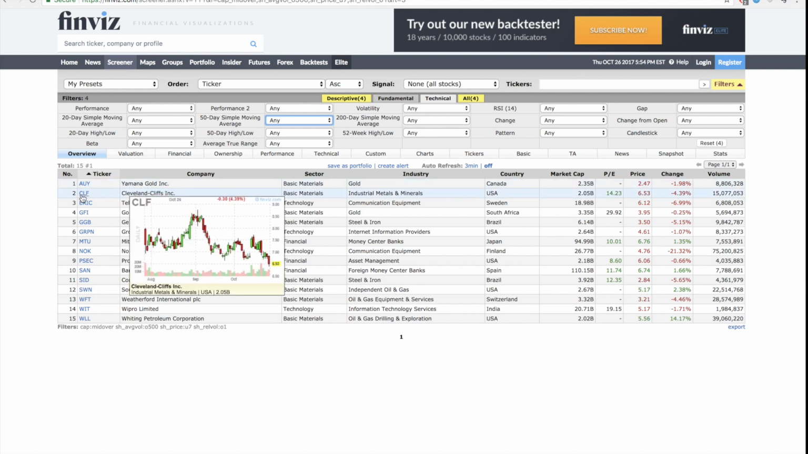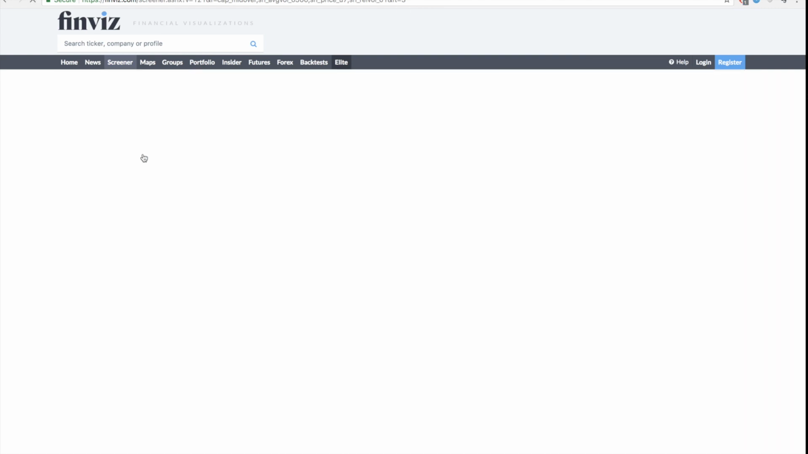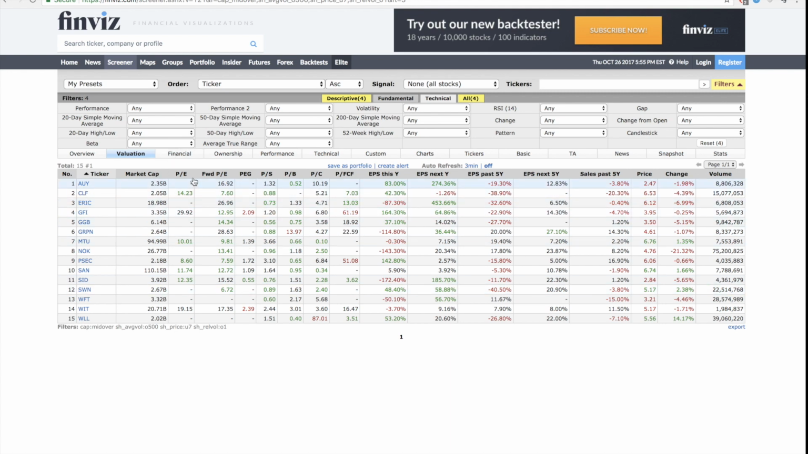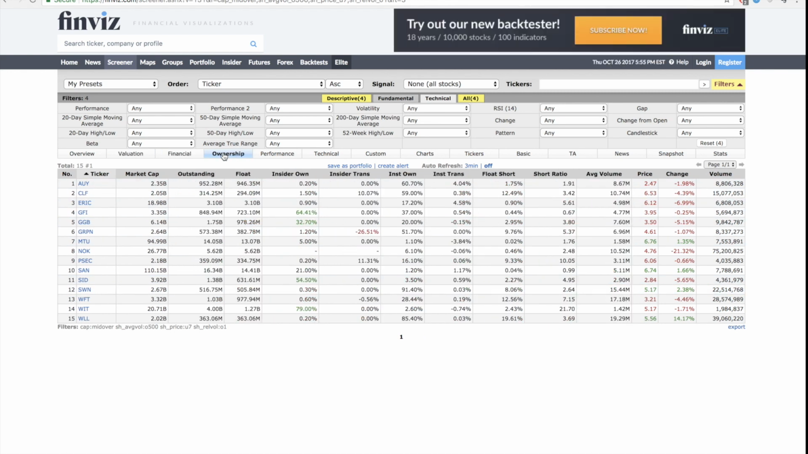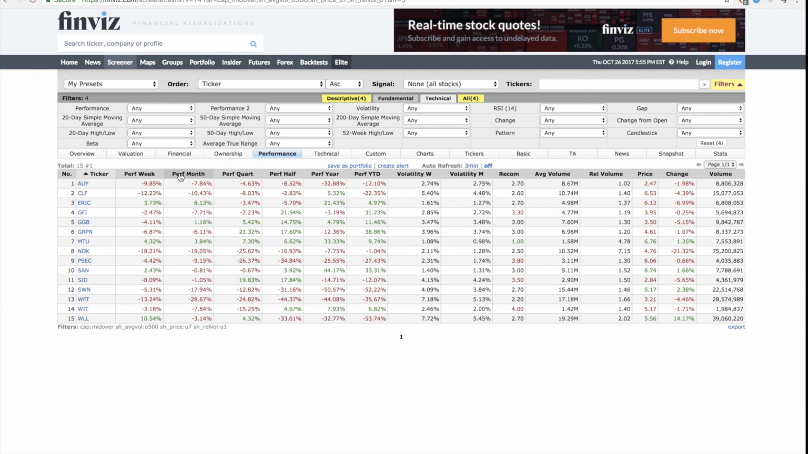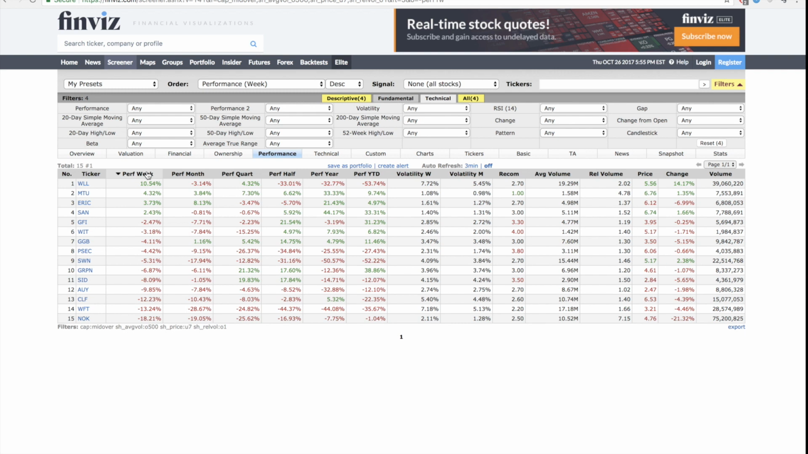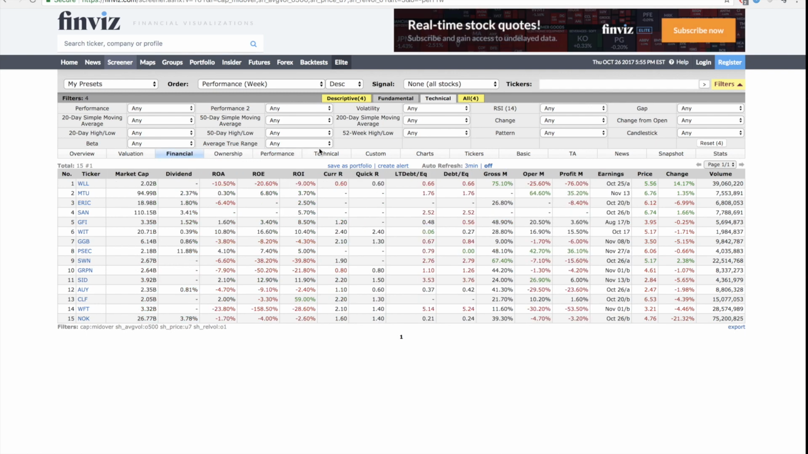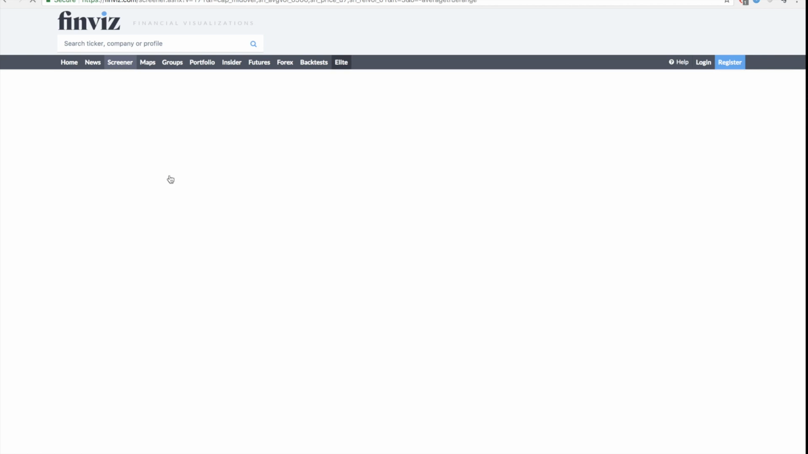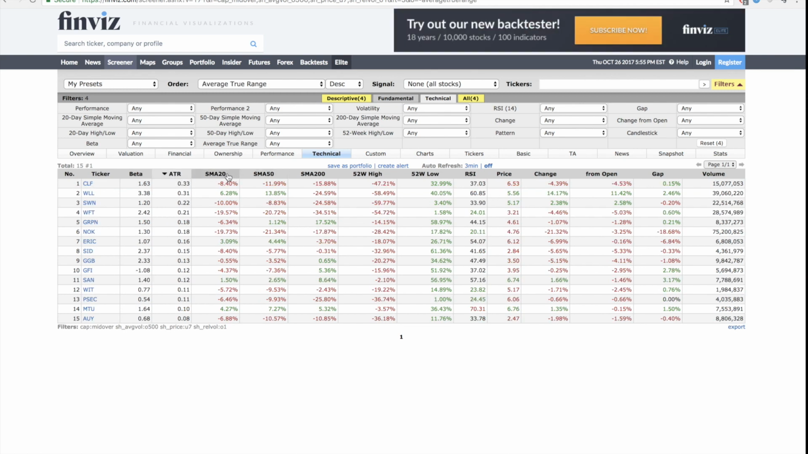So here, to find the stock you want to trade, you have a bunch of different tabs that show different things. What you want to do is go to performance and make it so it's in descending order for the performance for a week or a month, depending on how long you want to hold the stock. You can also look at technical if you want to see the ATR, how it relates to the SMA, the beta, all that stuff. I find these somewhat important.